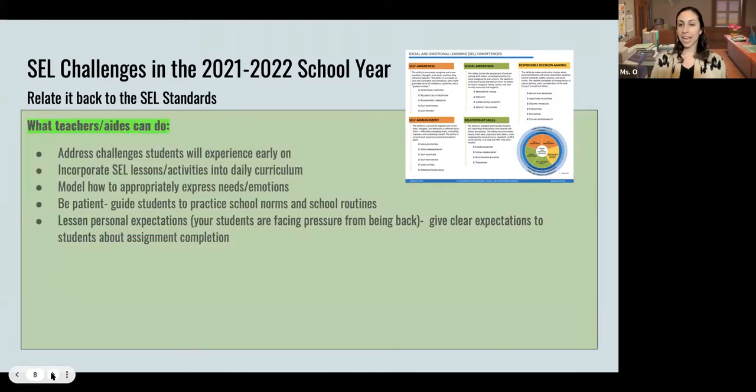So we have some ideas that we'd like to share that tie back into our SEL standards. For teachers, aides, and support staff on campus, the best way to start is by addressing the challenges from the pandemic early on. The sooner you can share, like, hey, we're going to even have a lesson today about what happened when we weren't at school. What are some things that we now have to deal with at school?